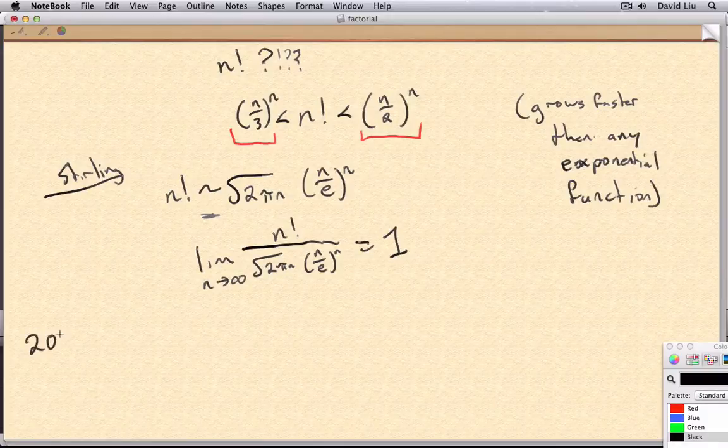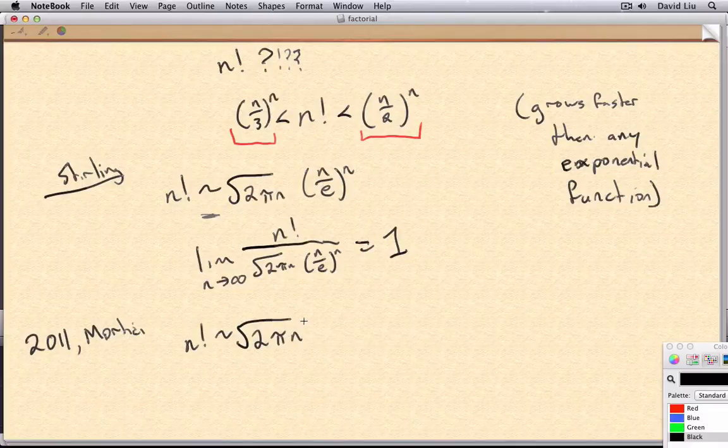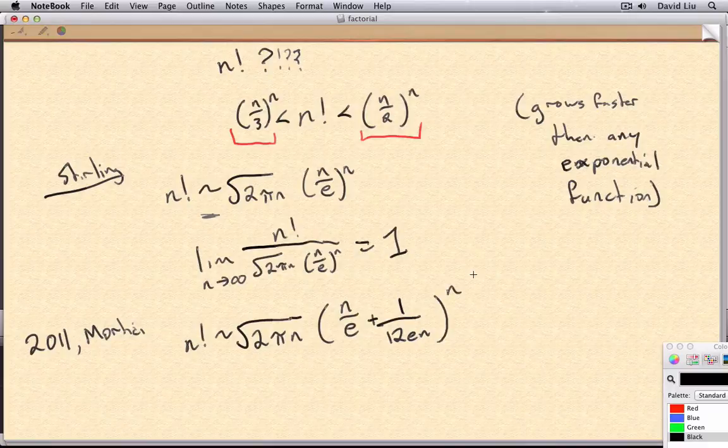And just in case you're interested, the last thing I'll say is that in 2011, Mordechai proved an even tighter asymptotic relationship, which is that n factorial is asymptotically equivalent to square root of 2 pi n times n over e to the power of n plus 1 over 12 n. And this is the best known approximation to date.